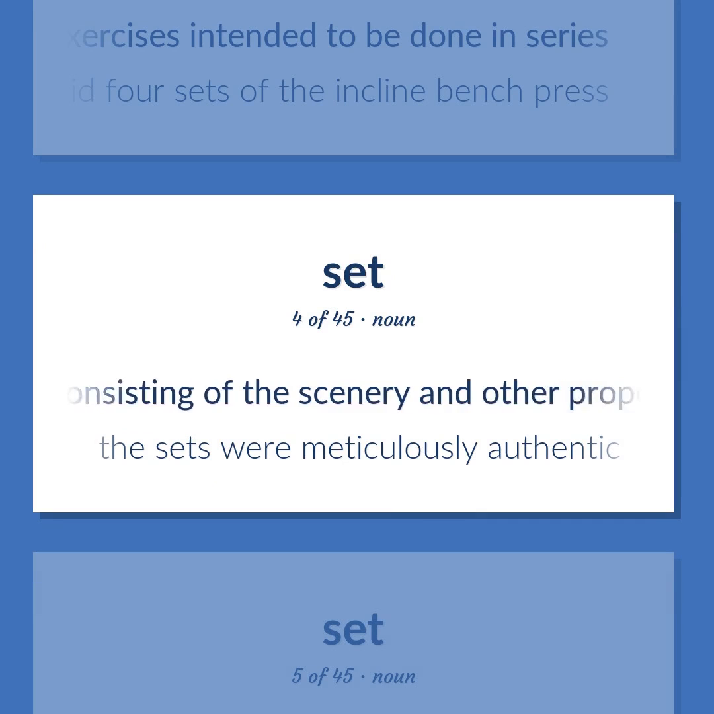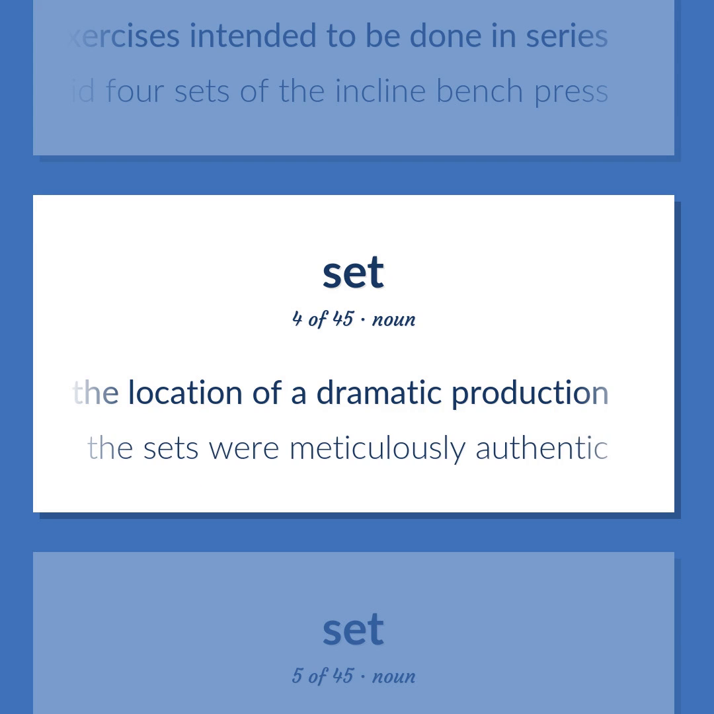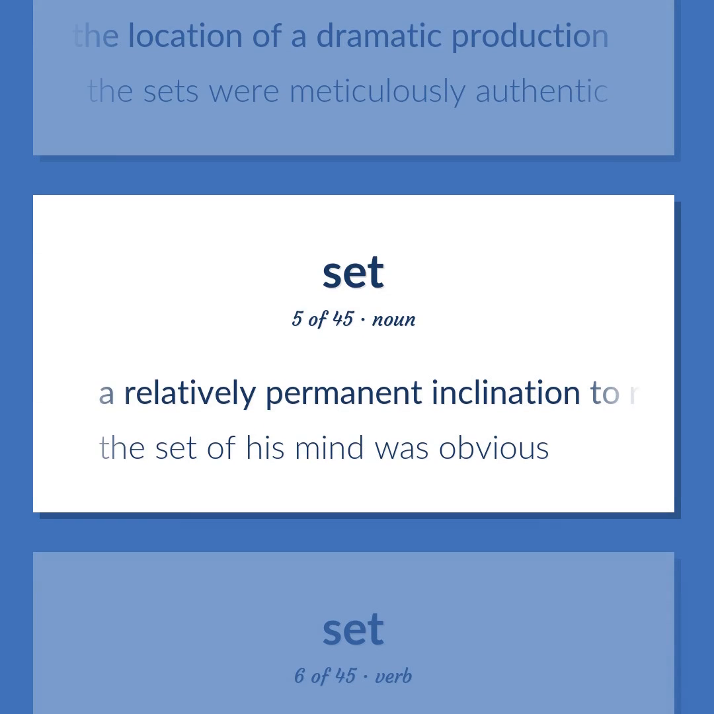Representation consisting of the scenery and other properties used to identify the location of a dramatic production. The sets were meticulously authentic. A relatively permanent inclination to react in a particular way. The set of his mind was obvious.